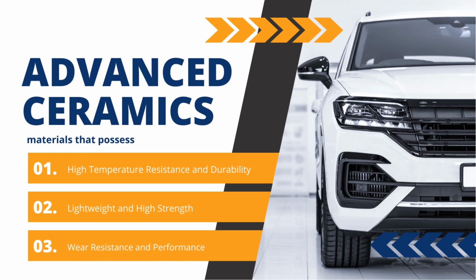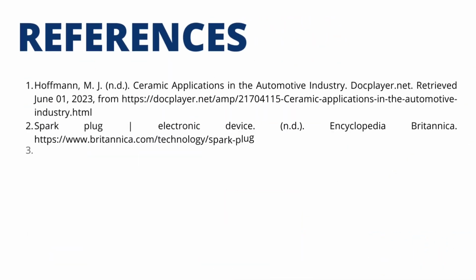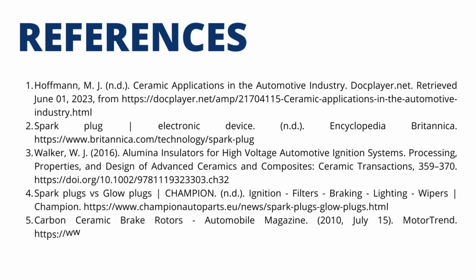Why are ceramics a good material for automotive applications? Well, advanced ceramics, also known as engineering or technical ceramics, are a class of material that exhibit exceptional properties, such as being high temperature resistant and durable. Second, they are lightweight and have high strength. And lastly, they are very wear resistant and offer superior performance. This is our reference, and that's all for the discussion of advanced ceramic processes.